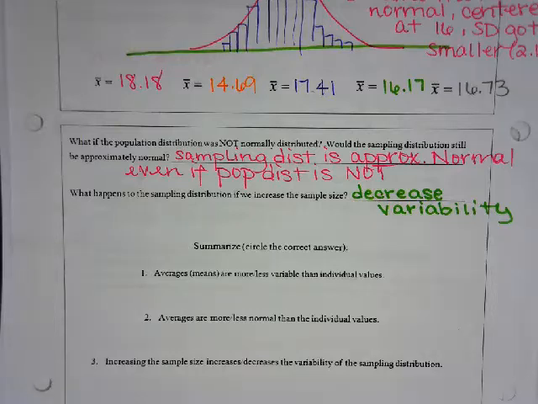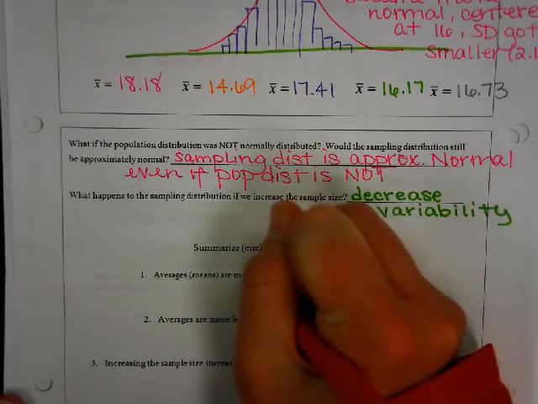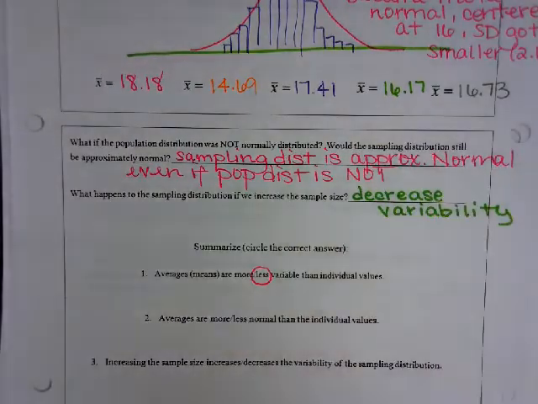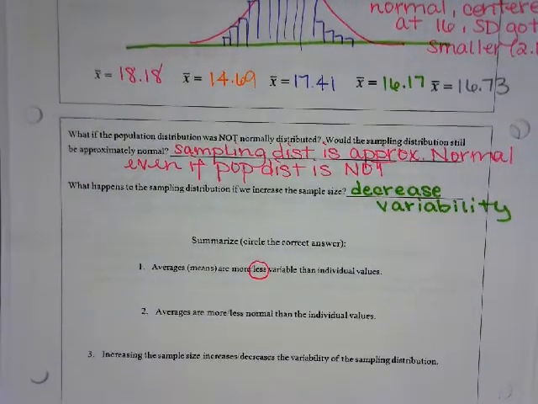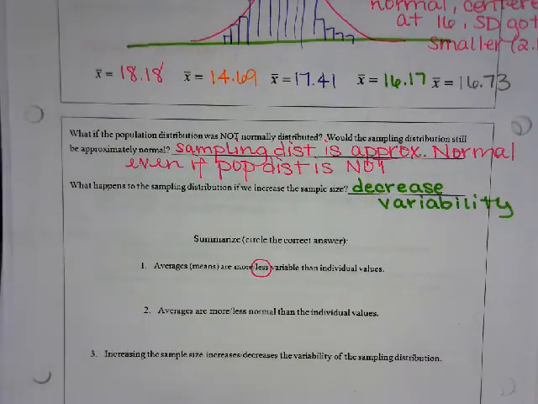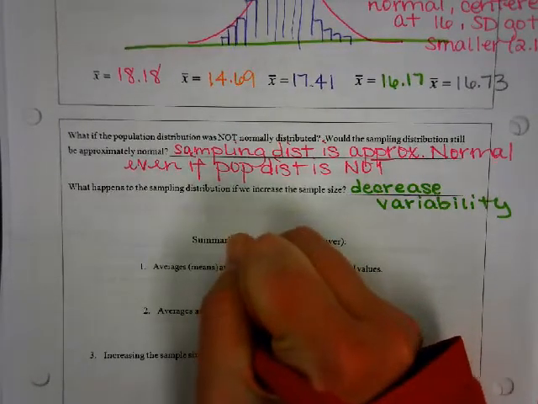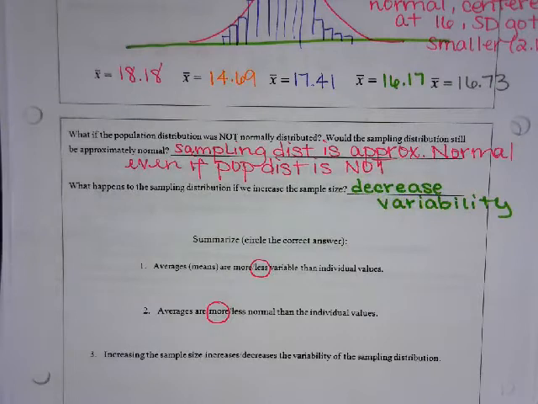Number 1, averages are more or less variable than individual values. Less. True. Averages are more or less normal than the individual values. More. Increasing sample size increases or decreases the variability of the sampling distribution.